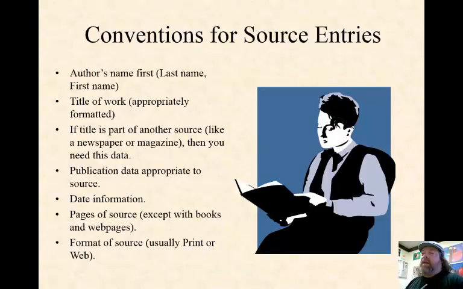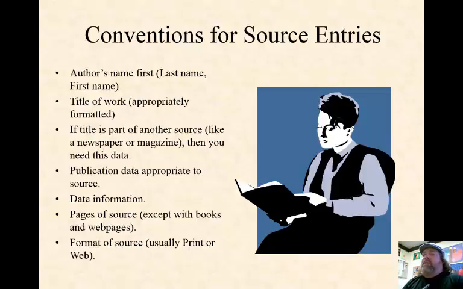Usually a source entry will begin with the last name of the author of the work, with a comma, then the first name, then the title of the work. Then there's data that's referred to. If it's, say, a newspaper or magazine, there should be information about the title of the magazine or the title of the newspaper. There's going to be some publication data that's appropriate for each source. For example, newspapers might have section and page numbers, and other sources may have different kinds of information.